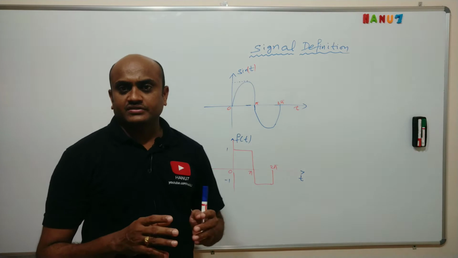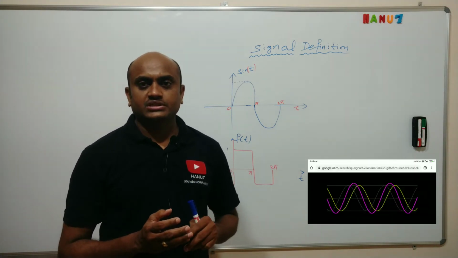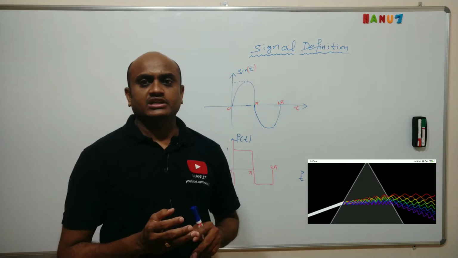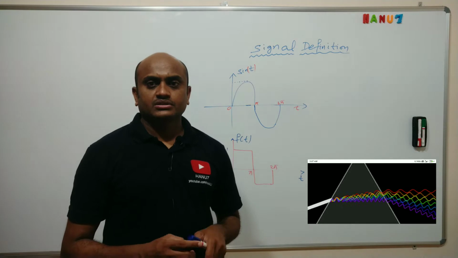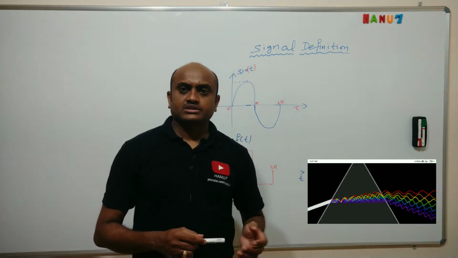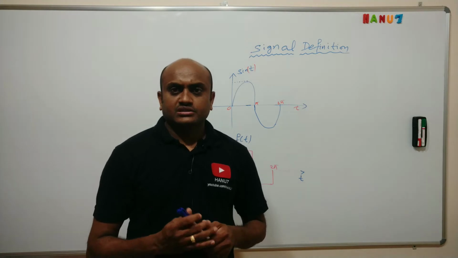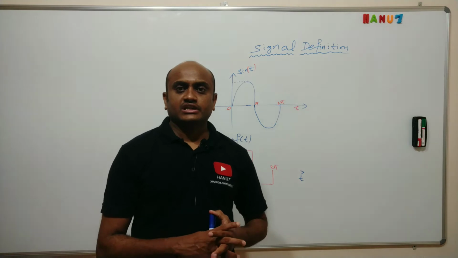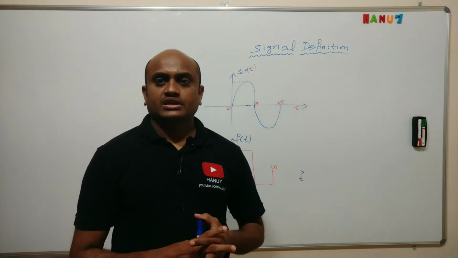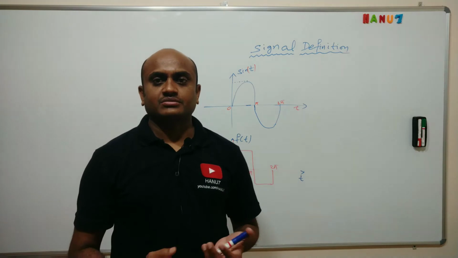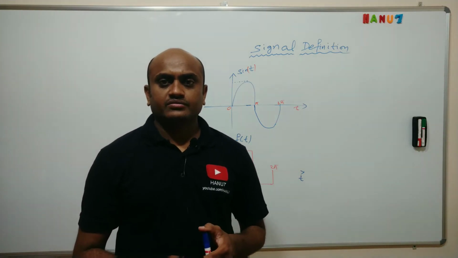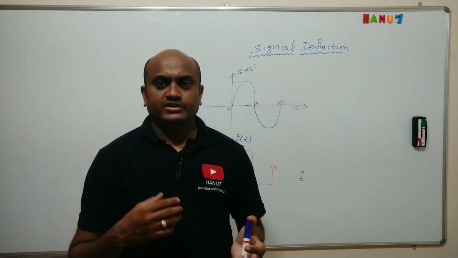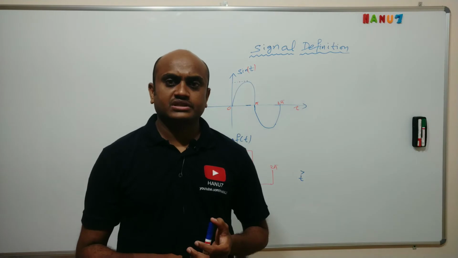So I can state the definition like this: it is any physical quantity which varies with respect to time, space or any other independent variable. That is the standard definition of a signal. And sometimes we can also say a signal is any physical quantity which carries or conveys information. Even that we can use, but it is not a standard definition. For our understanding purposes, we can use this definition.